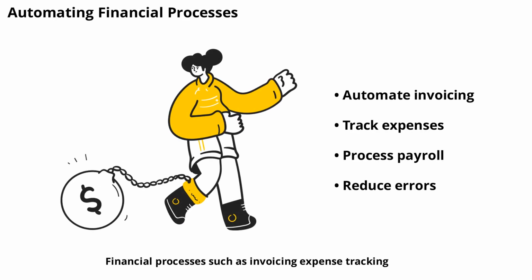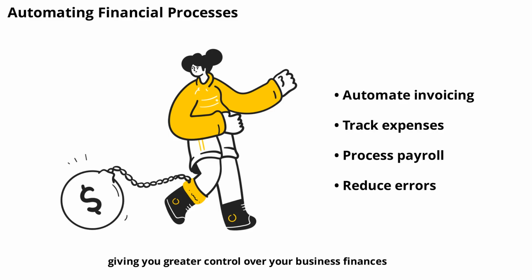Financial processes such as invoicing, expense tracking, and payroll can be automated using AI-powered tools. These systems can process transactions, detect anomalies, and generate reports with minimal human intervention. Automating financial tasks not only saves time, but also reduces the risk of errors and fraud, giving you greater control over your business finances.